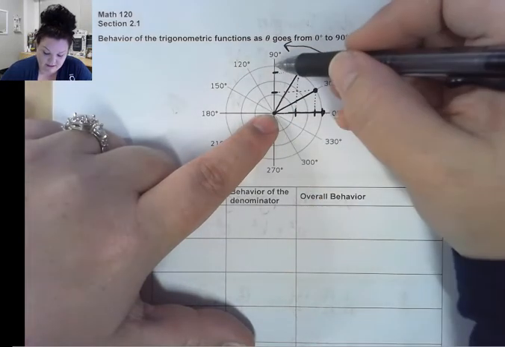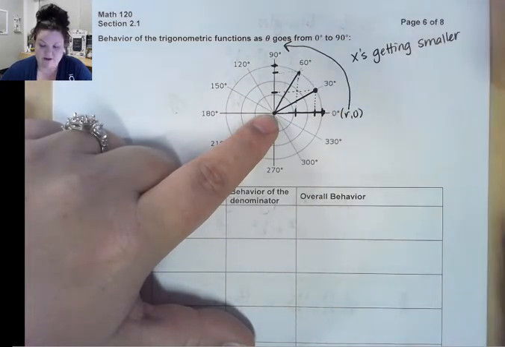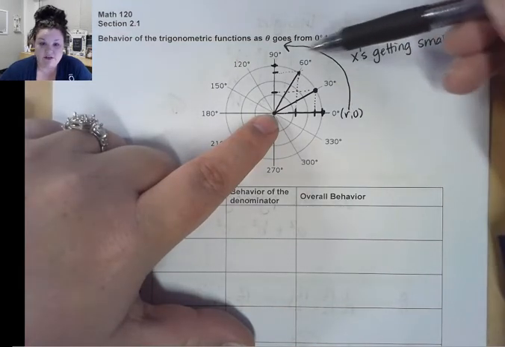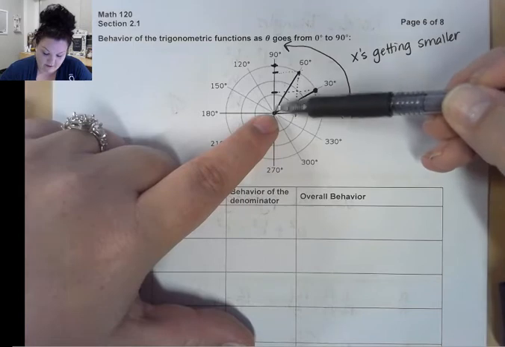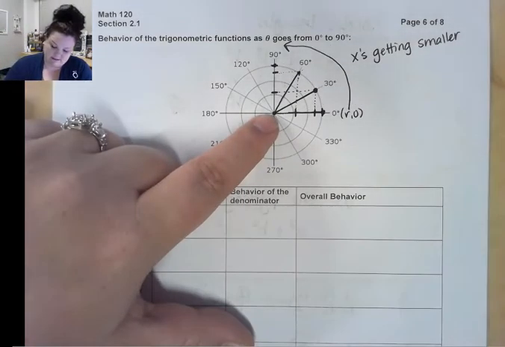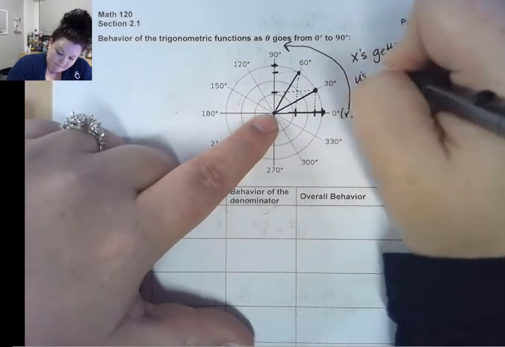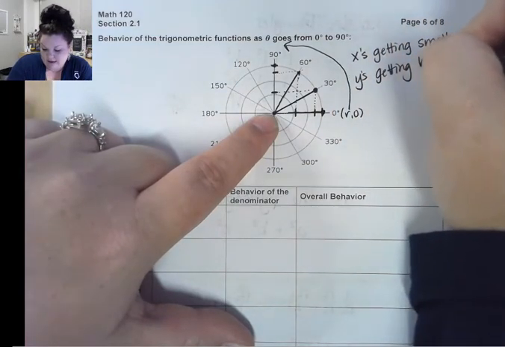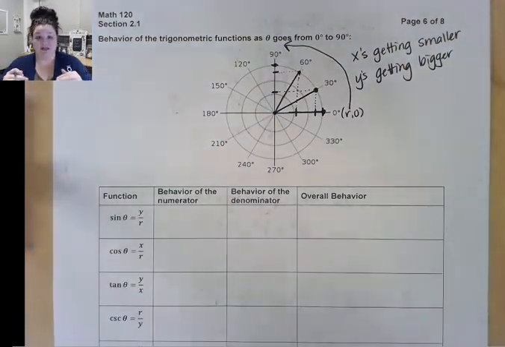And then if I move up to 90 degrees, my Y value is right here. So what happens as I increase this angle measure, notice my Y values are actually getting bigger. They're going up the Y-axis. So Y's getting bigger. Now I'm doing all of this to explain something to you.